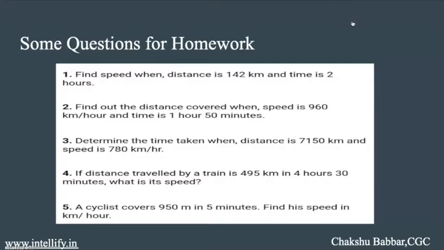A cyclist covers 950 meters in 5 minutes. Find his speed in kilometers per hour. So there are two ways to do that. The first way is to convert the distance into kilometers and time into hours. The second way is to convert the time into seconds, find the speed in meters per second, and then convert into kilometers per hour. The second way is easy and the first way is difficult, so you can do it as you like.